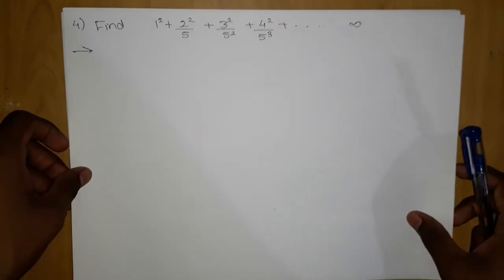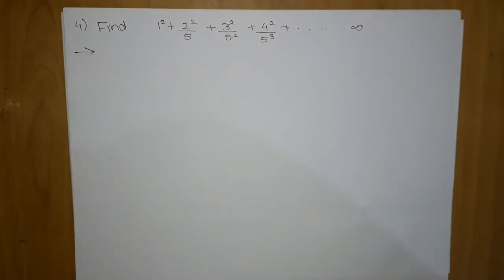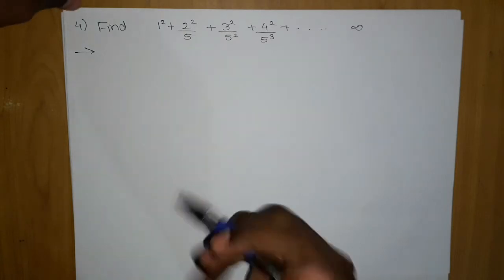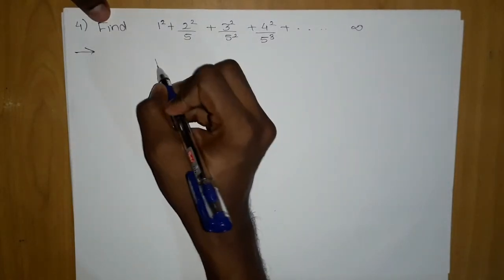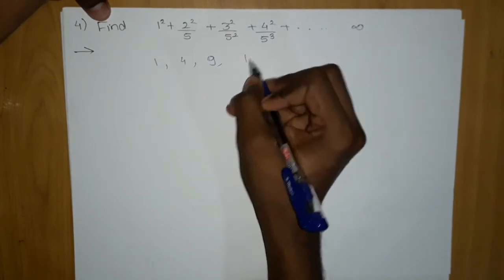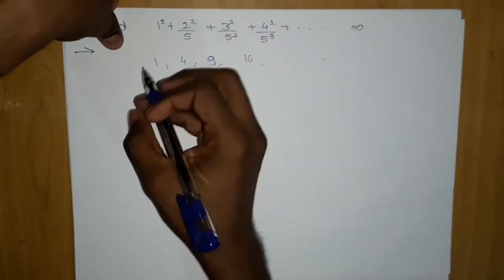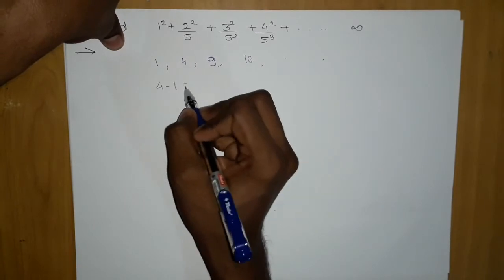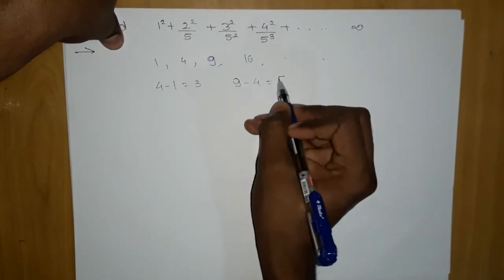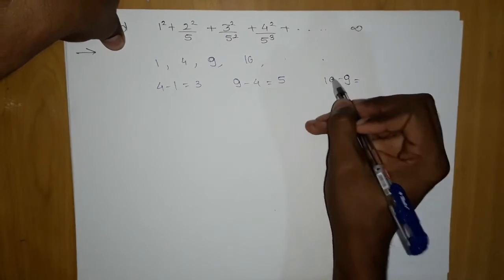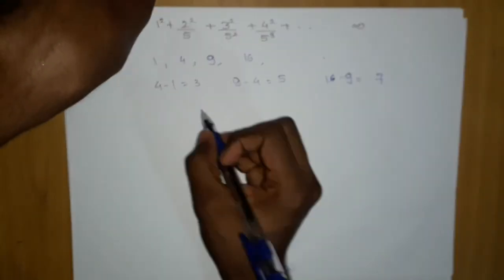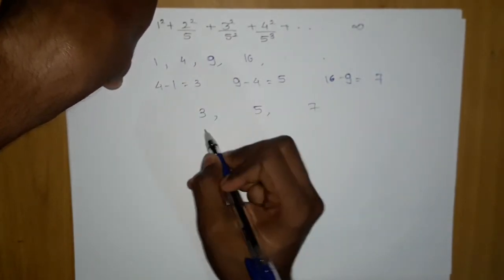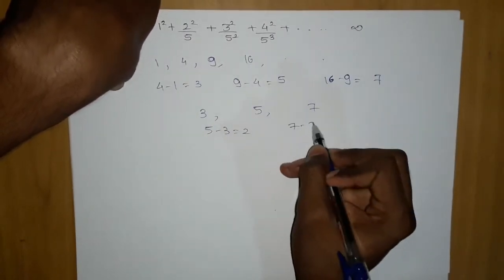Problem number 4, which says 1 square plus 2 square by 5 plus 3 square by 5 square, 4 square by 5 cube till infinity. Here you can observe the beauty: 1, 4, 9, 16, and so on. Now if you see these terms, 4 minus 1 is 3, 9 minus 4 is 5, 16 minus 9 is 7. Now the difference, if I take them, 5 minus 3 is 2, 7 minus 5 is 2.